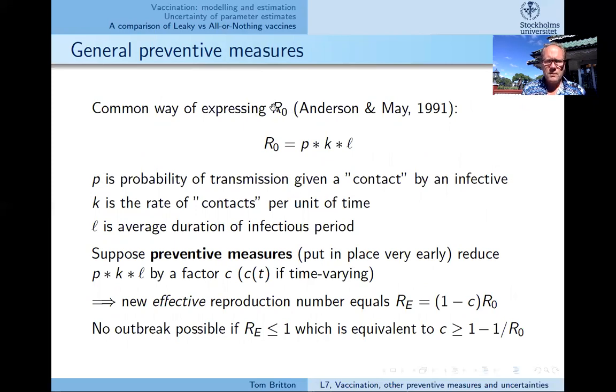But you can think of this as a product of three factors, where the first one is the probability of transmission given a contact, multiplied by the rate at which people have contacts, multiplied by the average length of the infectious period. What is a contact here is, of course, vaguely defined for many diseases.